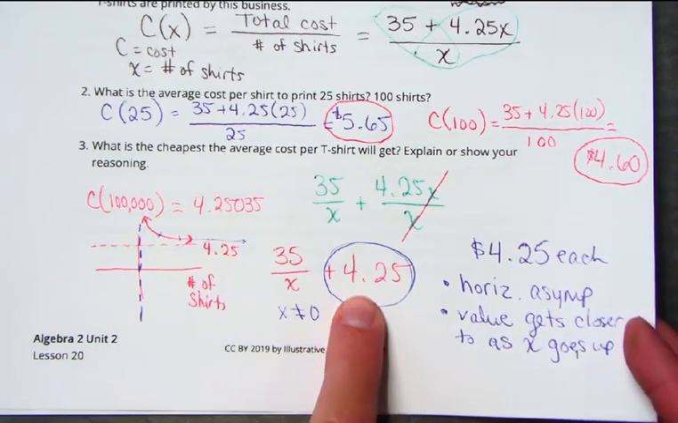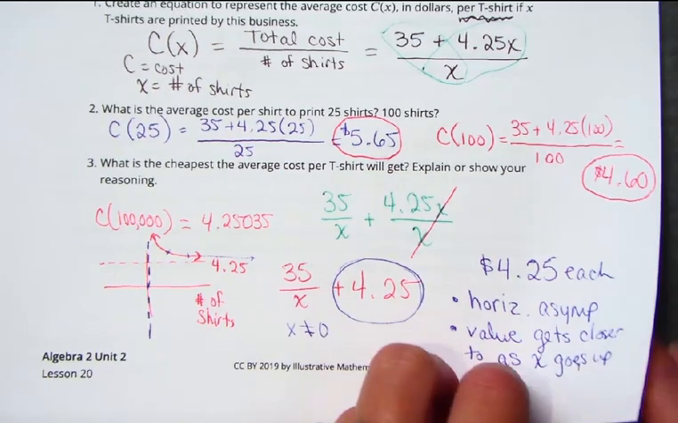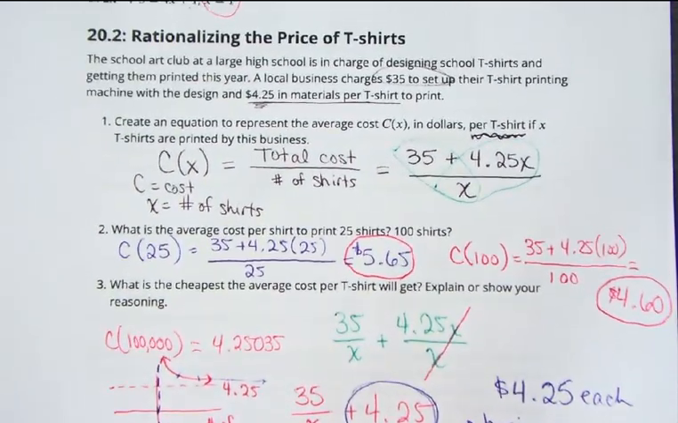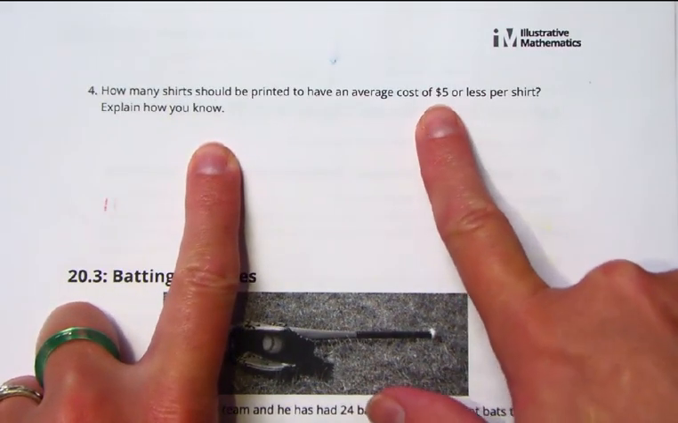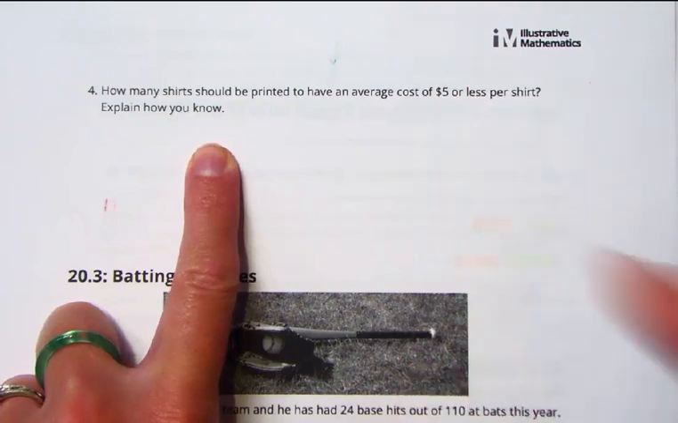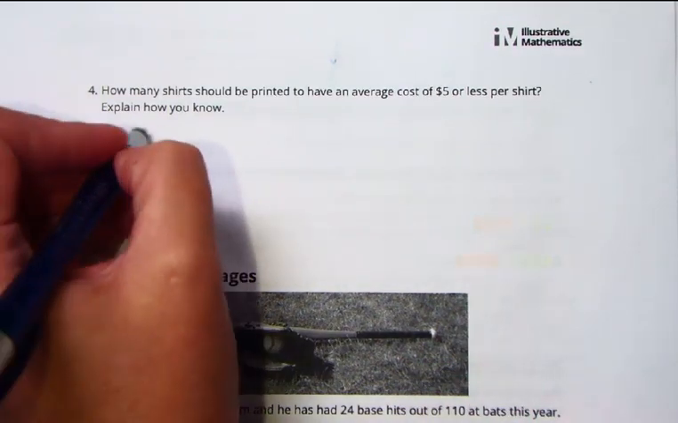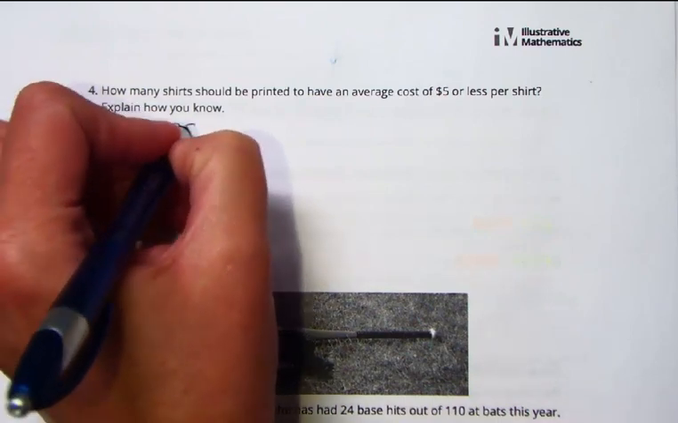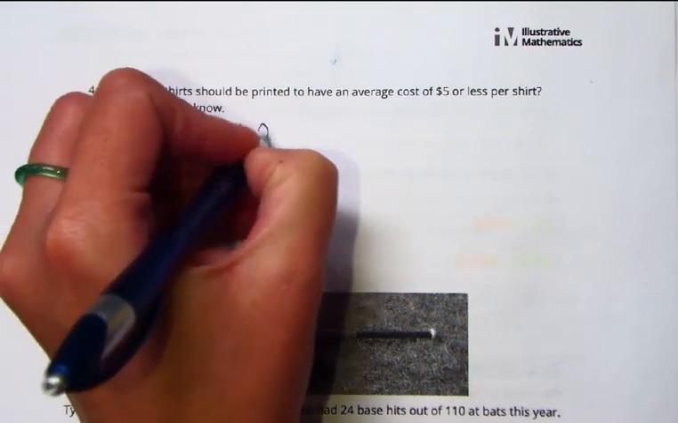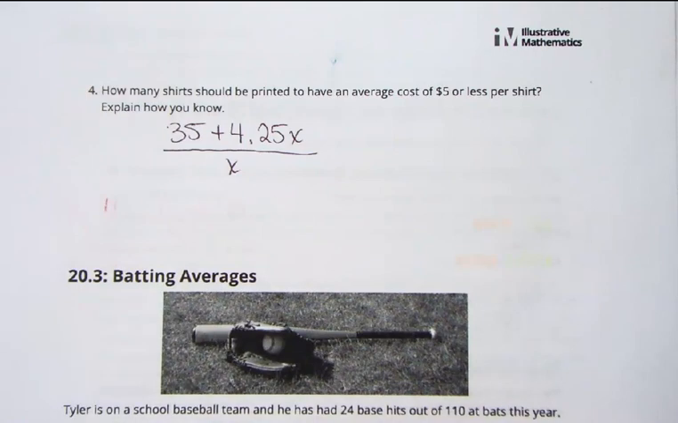So this horizontal asymptote really starts to tell us a lot. Being able to divide helps us out. And how many shirts should be printed to have an average cost of $5 or less per shirt? Let's go figure this part out. Here's where our rational equation is coming in. We have a $35 setup fee plus $4.25 per shirt, and we divided it by x.